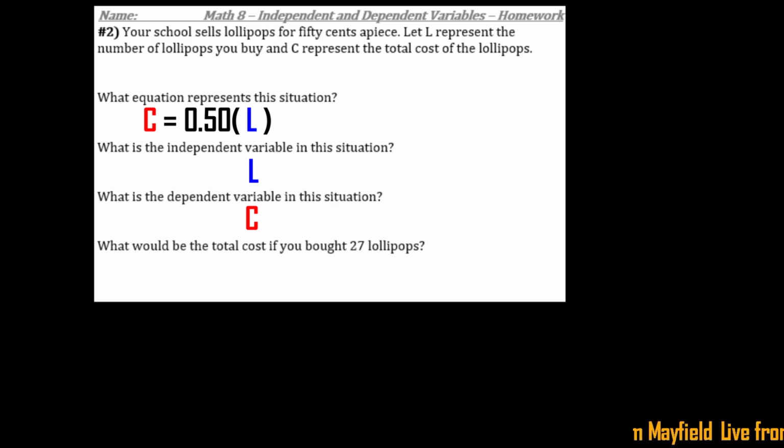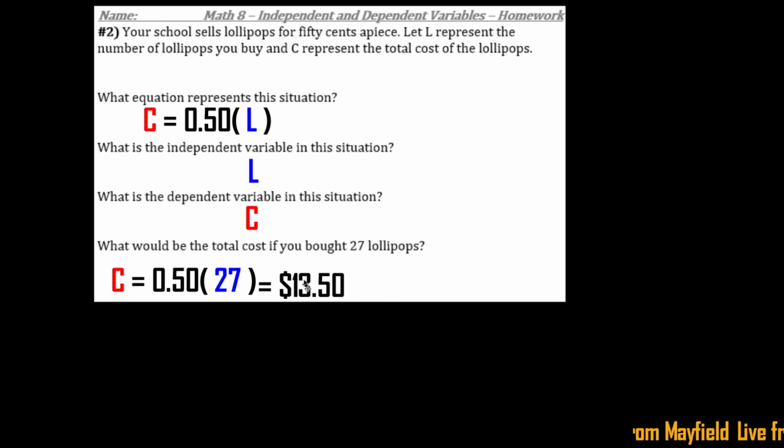And so it's asking, how do we set this up? Well, again, instead of L, we now have 27 lollipops, so we put 27 in that place, and then you just multiply it out, and so we could say that would cost $13.50.